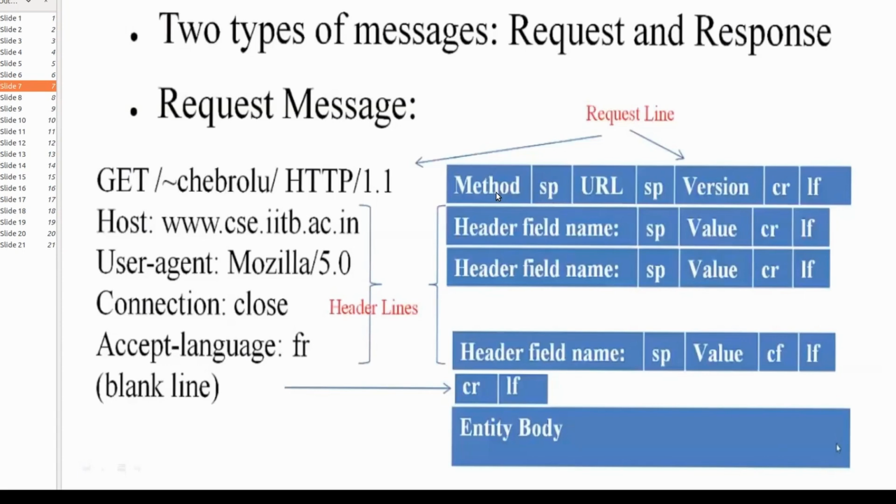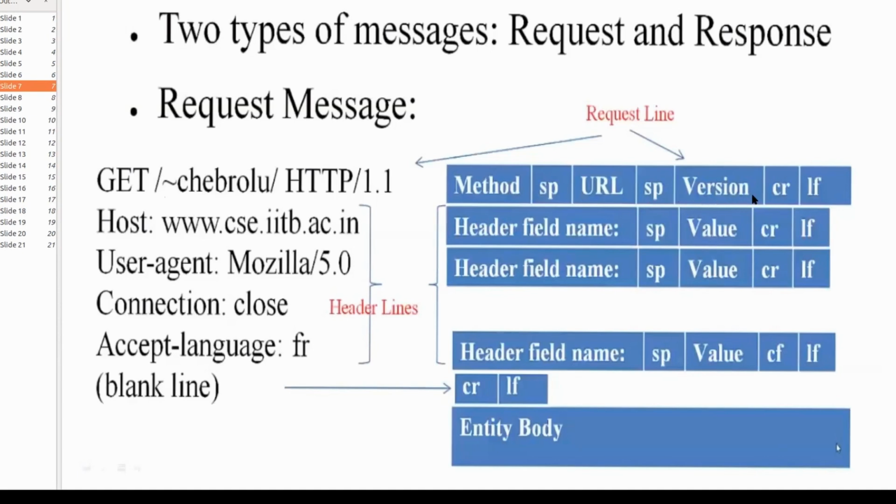That means the method and the URL must be differentiated with a space: method, space, then URL. URL is the uniform resource locator. That means you have to specify the URL which you want to download. So here it is the URL, what is to be downloaded from the server end. Then again a space, then the version.